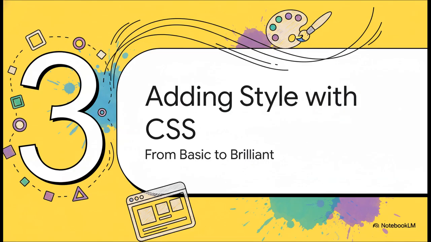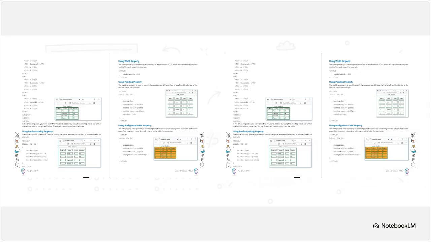So, we've got the bones, the structure is there, but let's be honest, it looks a little plain. It's just text. So now that we have the skeleton, it's time to make it look brilliant with some CSS. Just look at this transformation. On the left is our plain HTML. On the right, that's what happens after adding one single line of CSS to create a border. Instantly, it goes from a jumble of words to a proper organized table. This is the magic of CSS.